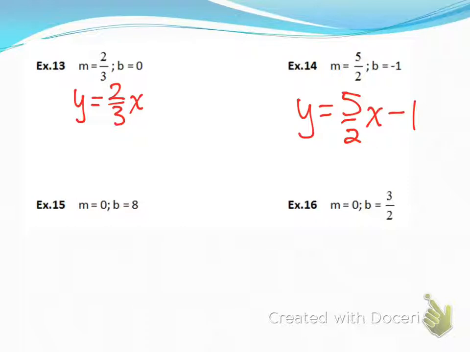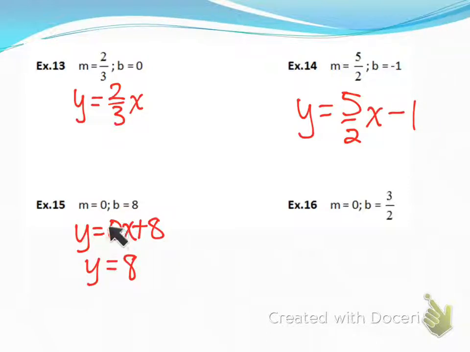Logan, what did you put on number 15? Y equals 0x plus 8. Very good. I had some people ask about that problem. Jaquan, what do you think the alternative answer is? Y equals 8. Very good. 0 times x is just 0. So we can rewrite it as just y equals 8.